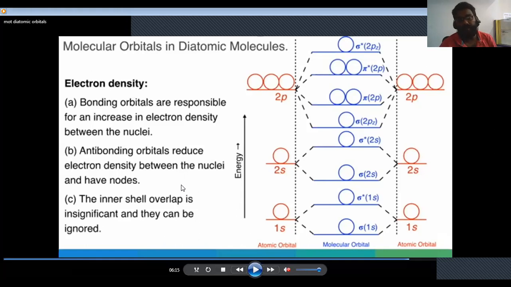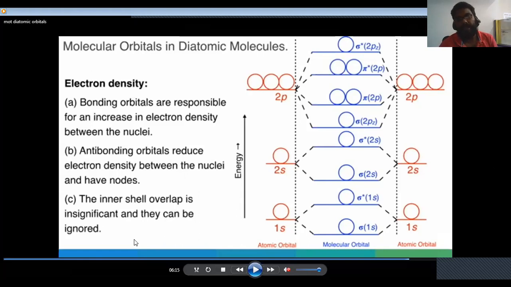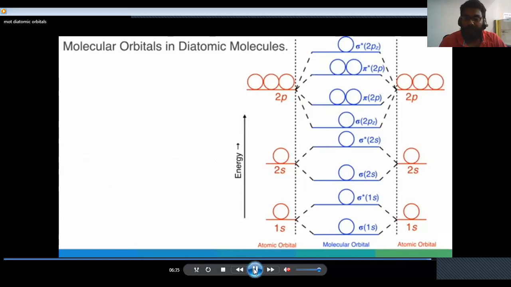The inner shell overlap is insignificant and can be ignored. Okay, that is the point. First, bonding is the attraction of nuclei and anti-bonding is the repulsion of nuclei. Attraction of nuclei means bonding orbitals. Repulsion of nuclei is anti-bonding. That's very important. Based on these rules, they occupy the electrons in the orbitals.